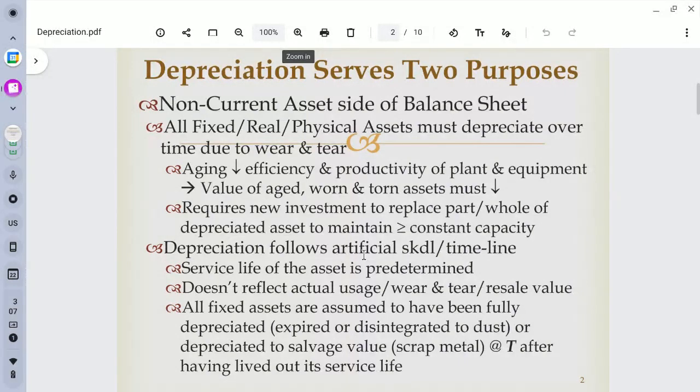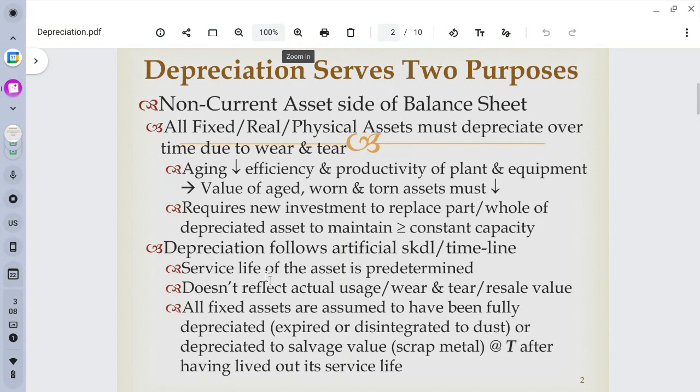So regardless of how little it was used. Think about it. If it wasn't used very often, then it won't be worn and torn. You won't see the hint of age. But regardless of the actual condition of the physical assets, they just follow the artificial schedule. So let's say 5 years later, everything must be completely depreciated. The value of the asset would be nothing but scrap metal value or $0. So it's totally artificial.